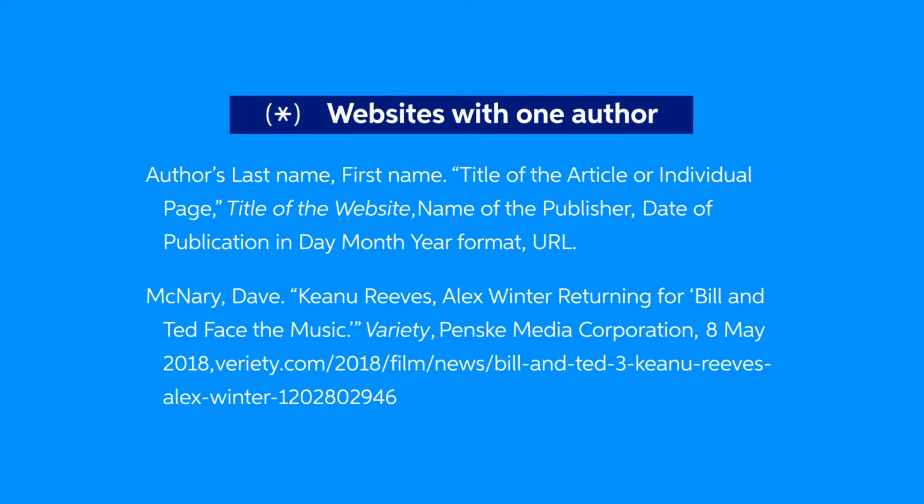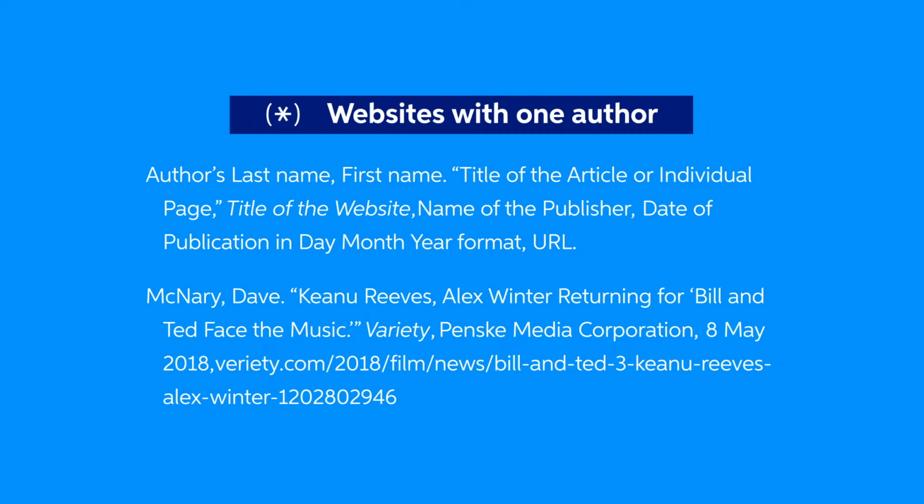For websites with one author, start with the author's name, last name first, then the first name separated with a comma. End this section with a period. The title of the web page or article is placed in quotation marks, with a period before the end of quotation. The title of the website is written in italics followed by a comma.